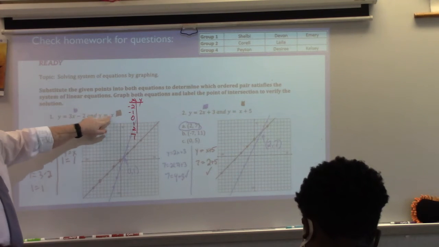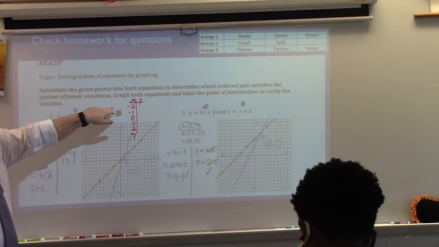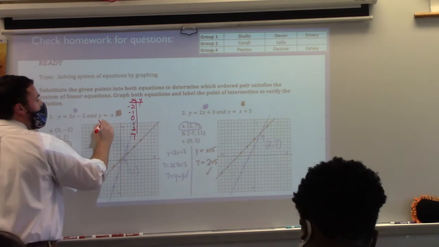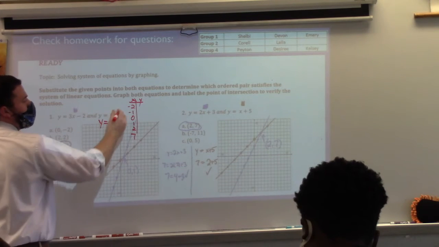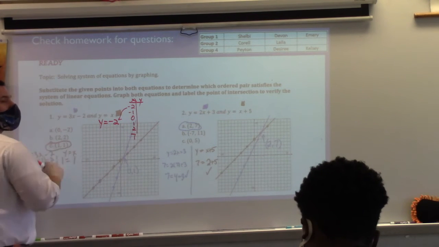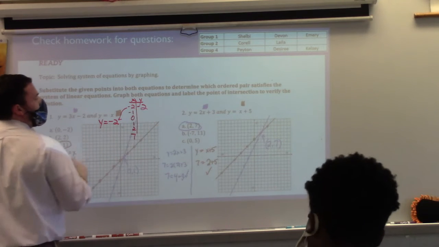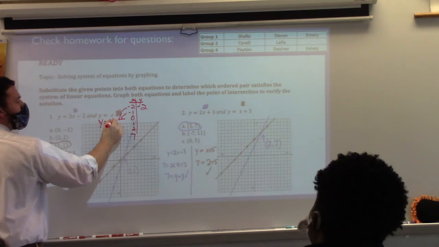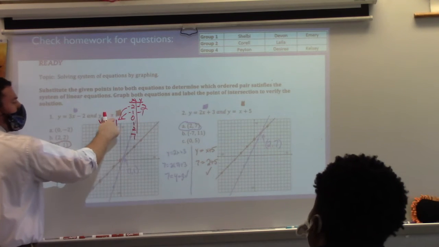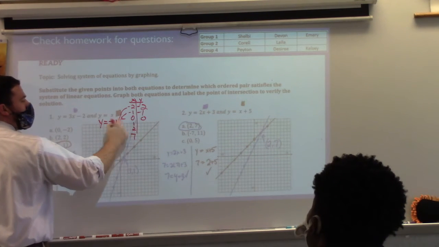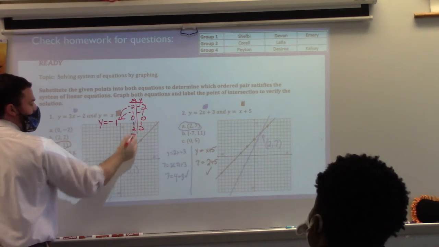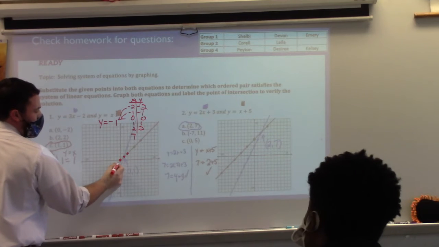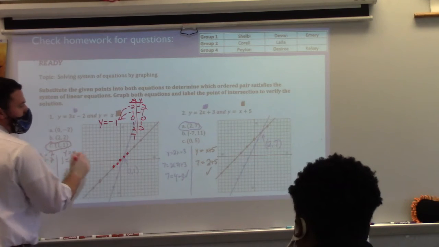I'm sorry. If I plug in -2 in here, y is equal to... if I plug a -1 in here, y is equal to... so if I plug in a 0 for x, y is 0. 1, 1. 2, 2. -1, -1. -2, -2.